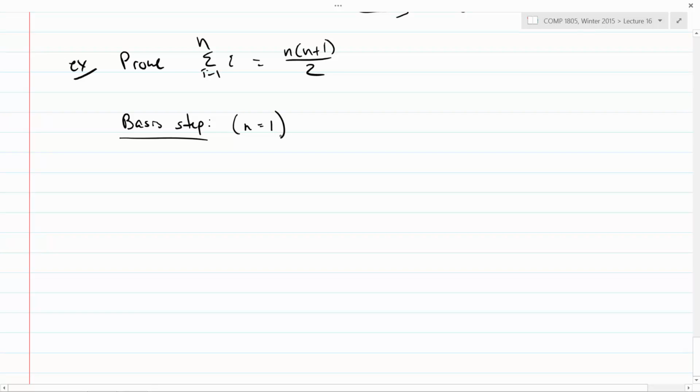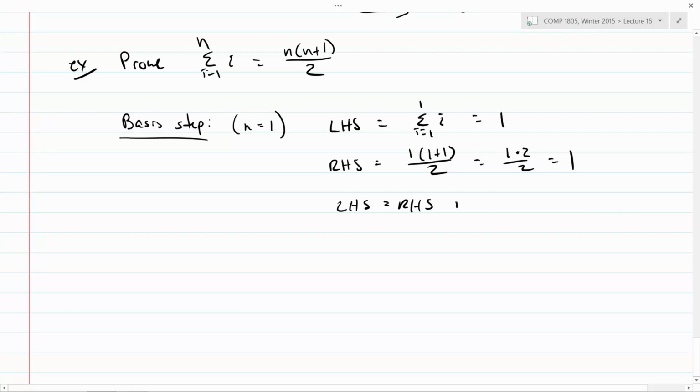All right, so when we have n equals 1, the left-hand side is the sum from i equals 1 to 1 of i, which is just 1. And the right-hand side is 1 times 1 plus 1 over 2, which is 1 times 2 over 2, which is 1. So we have left-hand side equals right-hand side, and we're happy. So that's the basis step. The next step is the inductive hypothesis.